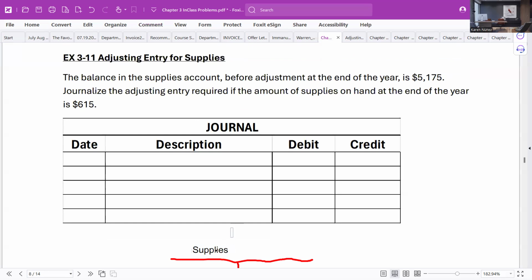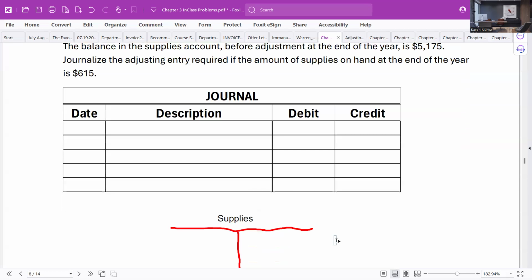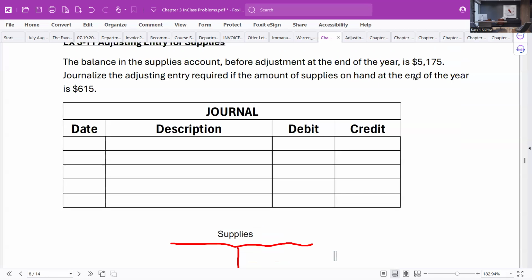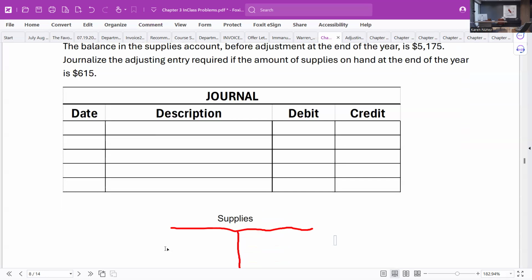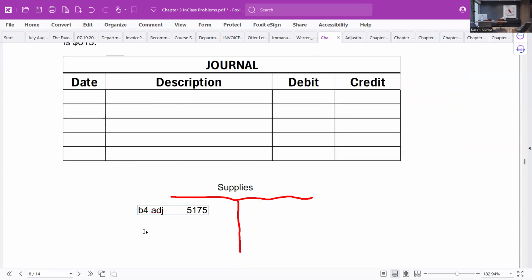And in the supplies account, what we know is before we make any adjustments, supplies is an asset. Assets normally have debit balances. Before adjustment, this account has a balance of 5,175. And then we get to the end of the year and we're told that the amount of supplies on hand is only 615. So at the end of the period, this account only has a balance of 615. That's all that's on hand.